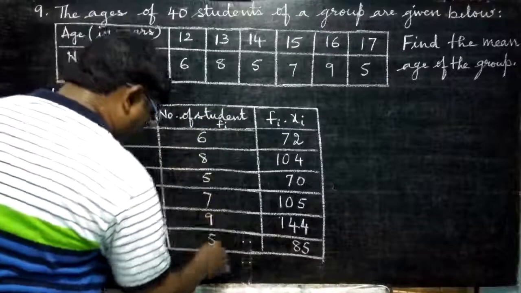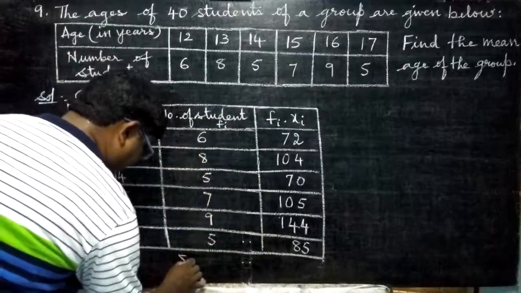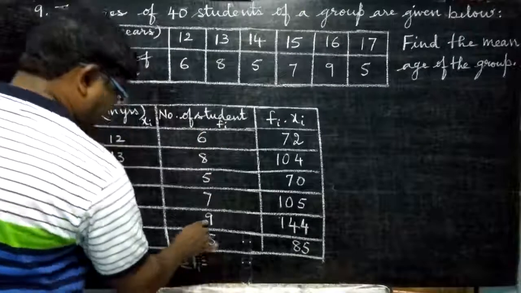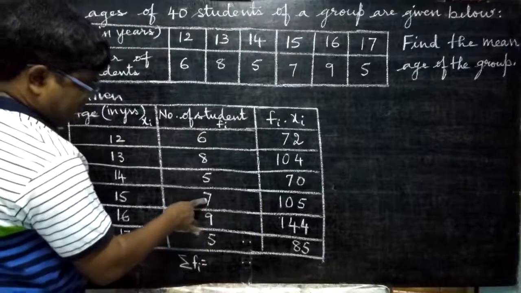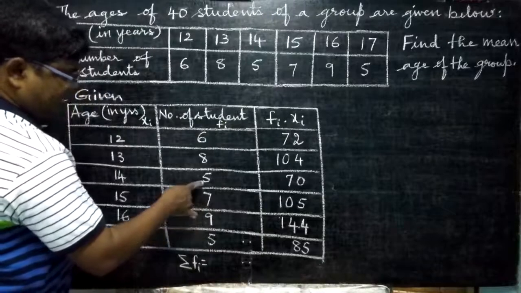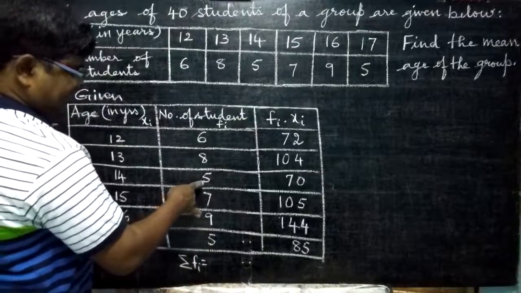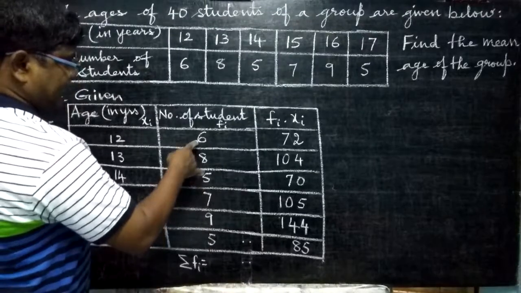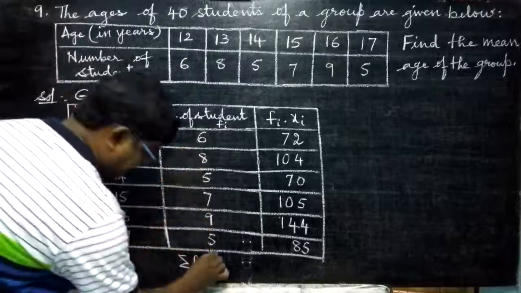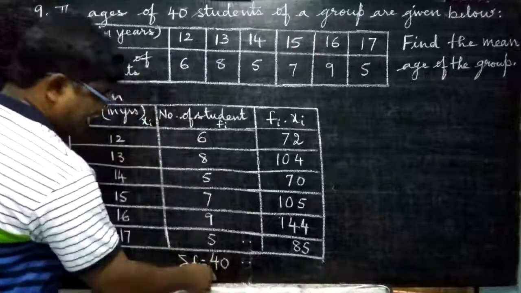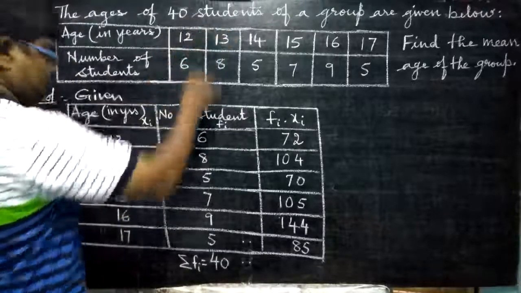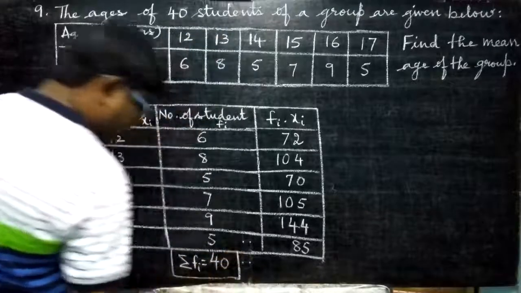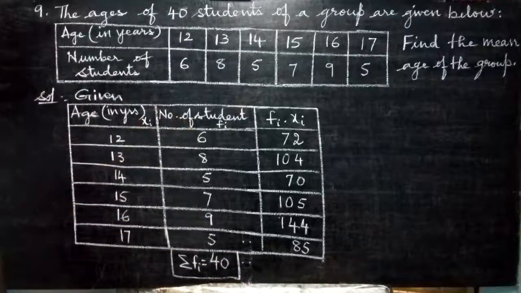Now, add all this. Sigma fi. Add. 5 plus 9 is 14. 14 plus 7 is 21. 21 plus 5 is 26. 26 plus 8 is 34. 34 plus 6 is 40. Why did I add? For checking. 40 students should come here. This is 40 students. One way of checking whether we wrote correctly or not.